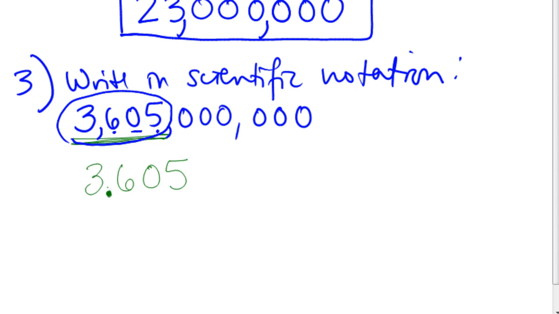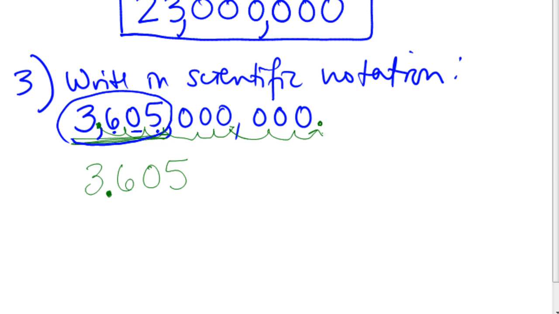So now I just need to ask myself, okay, how many spaces did I have to move that decimal point to get it there? Well, if I put my decimal place here, that's 1, 2, 3, 4, 5, 6, 7, 8, 9 spaces, because this is where the decimal point is really when I have a number that doesn't have any numbers after the decimal point. It always goes after the ones place.